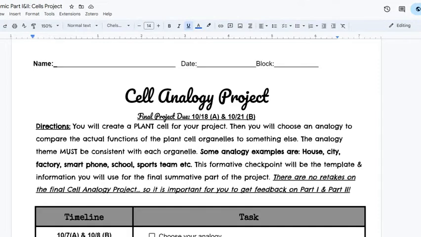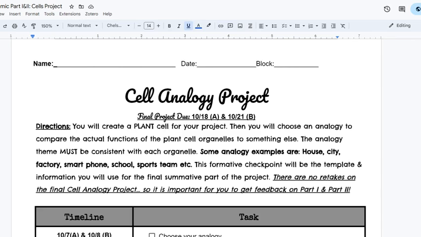So cell analogy project, the directions are that you will create a plant cell. So my block 3, 4, you guys are doing a plant cell. My other blocks, you do have a choice of animal or plant. So there's a little bit of a difference. If you're 3, 4 block, you're going to do plant cell. If you are 5, 6, or 7, 8, you have a choice. So you're going to be doing a cell of some sort.